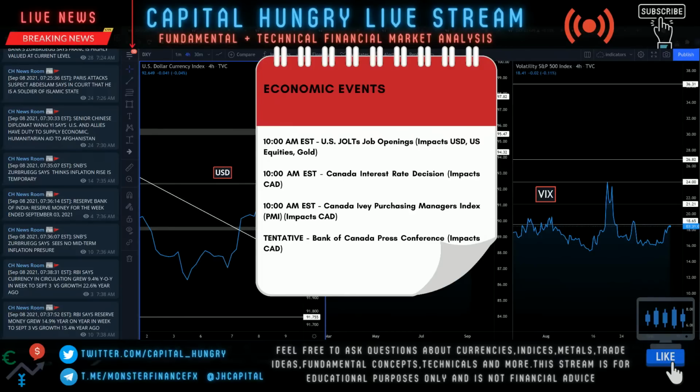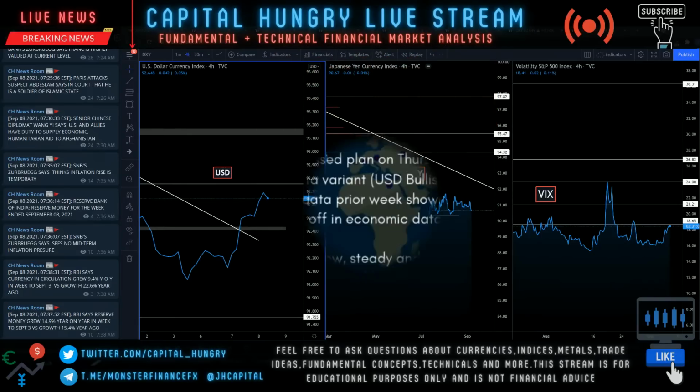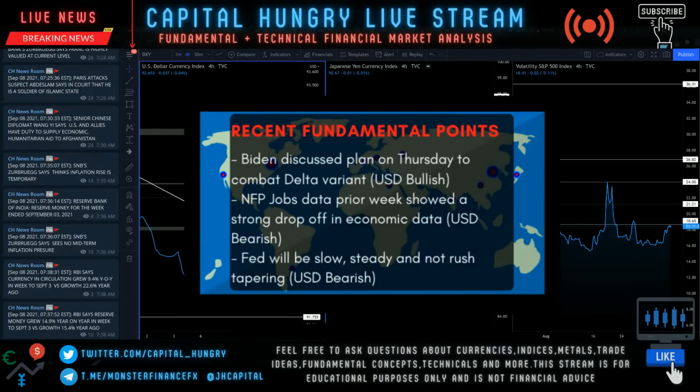Now, because remember, we also have the short-term US dollar bullish strength from Biden discussing a plan on Thursday to combat the Delta variant. This was one of the main reasons that gold had that heavy drop, that the US dollar went up. Bitcoin even had a drop against the dollar. Oil had that drop. The stock market had a bit of a correction and dropped down to 35K when you're looking at the US 30. And of course, we had the dollar bullish itself.